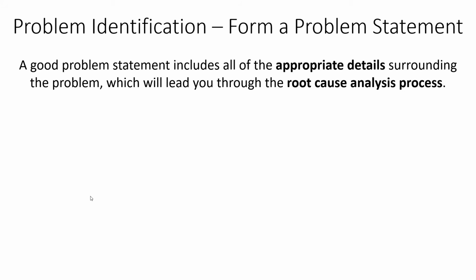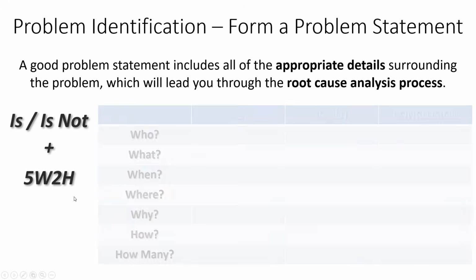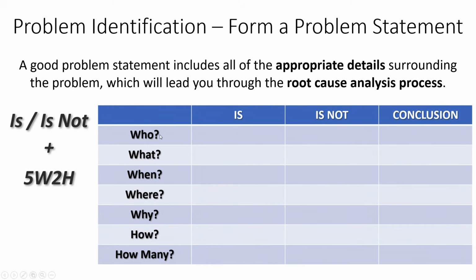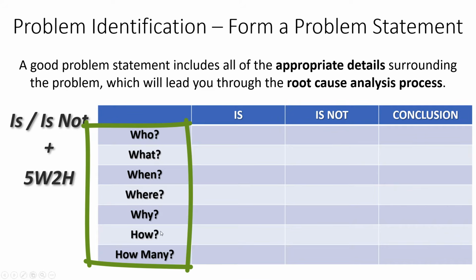And then the last phase of problem identification, this is the third element, is to form a great problem statement. So a good problem statement includes all of the appropriate details surrounding the problem, and this will essentially springboard you into the root cause analysis process. So this is a great opportunity to sit down and use two tools that are really great for forming a problem statement, and that's the is not analysis, along with the 5W2H. So 5W2H is who, what, when, where, why, and the two H's are how and how many.